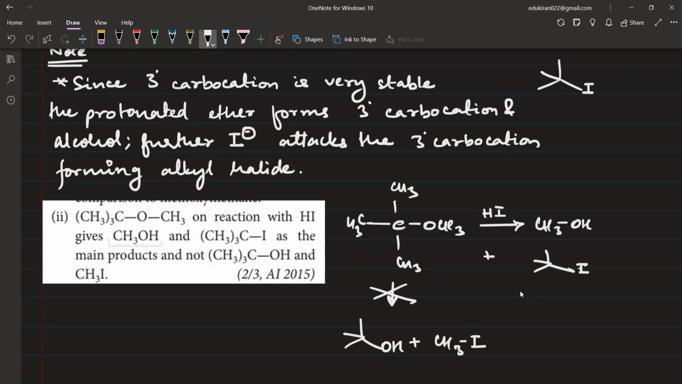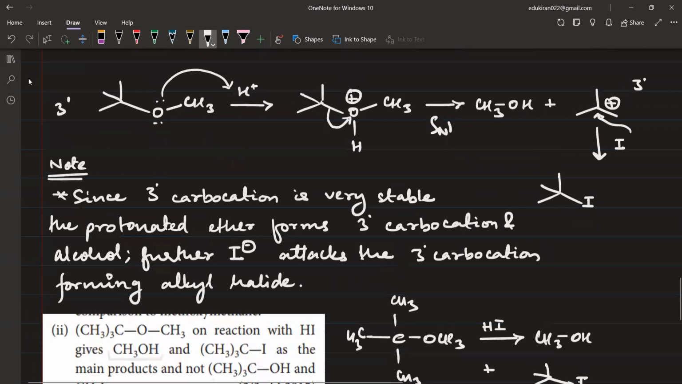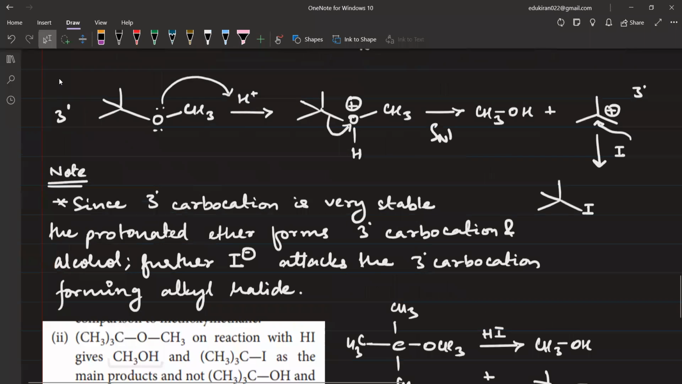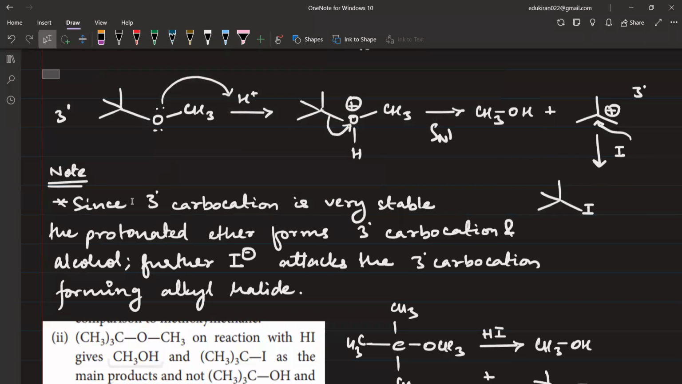Why is that? So you will write this very point, okay? This 1 point only. And then you will show this particular mechanism here. Those two things are very important. You have to show both of them. You'll write this one line: since 3-degree carbocation is very stable, the protonated ether forms 3-degree carbocation and alcohol. Further, iodine negative attacks the 3-degree carbocation forming alkyl halide, and then you will show this whole mechanism here. Both are important. You have to write both the things there.